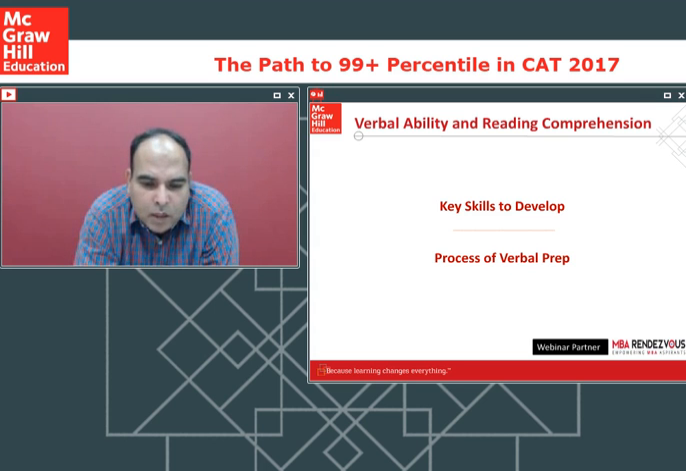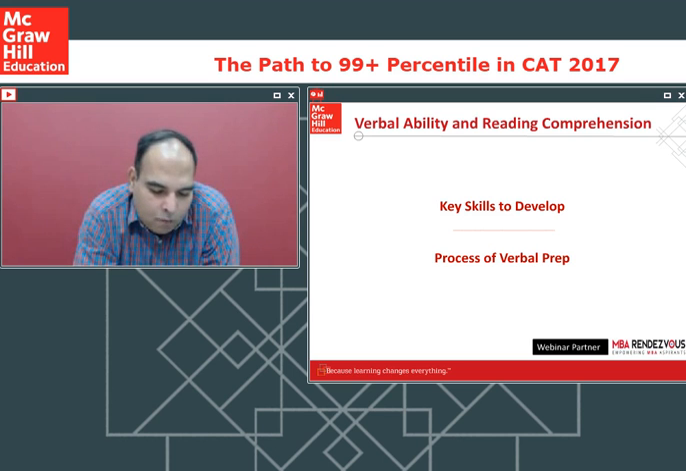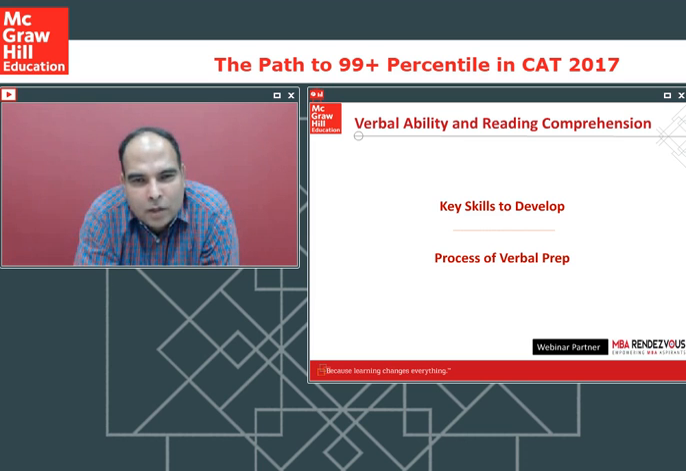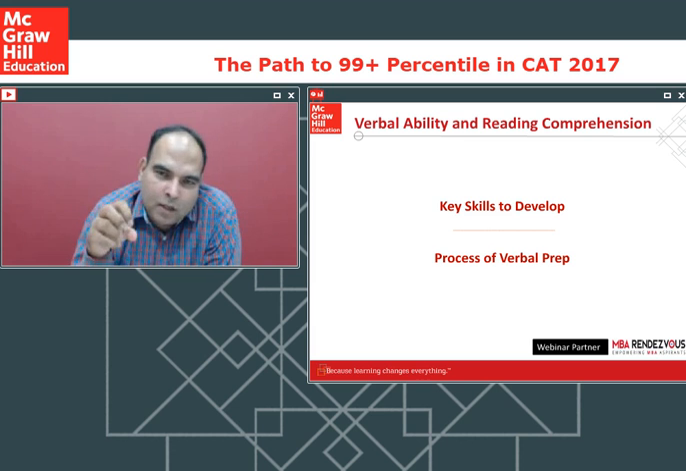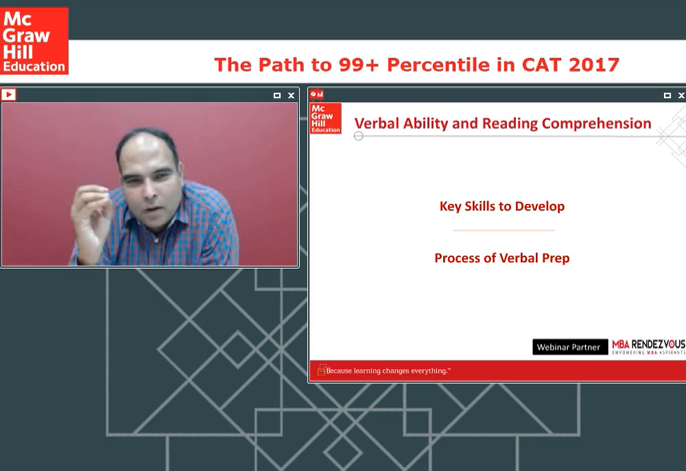So in verbal, the key skills to develop, if you look at the last 10-12 years of the CAT paper, it is not so much the vocabulary or the word level understanding that matters. It's about comprehension and comprehension and comprehension. The bottom line is comprehension. So there are two parts to verbal prep actually. One part is improving the quality of your understanding of text at a general level, irrespective of your exam question types and anything else.